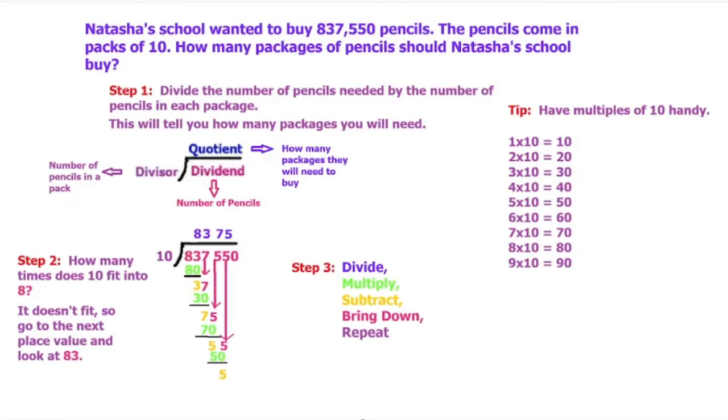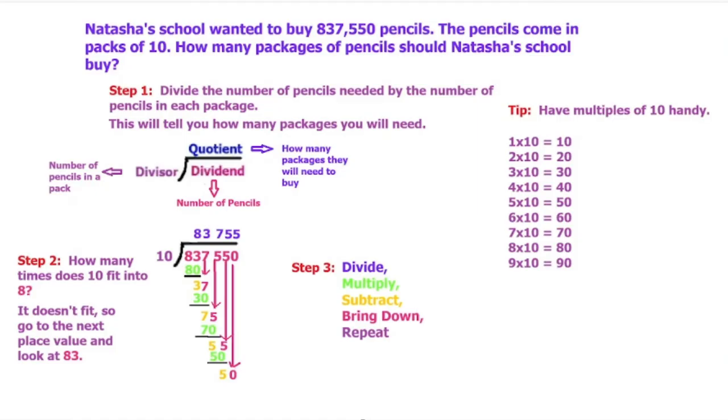So now we bring down, right? We bring down the 0. So 10 fits into 50. So we're going to divide now. 10 fits into 50 5 times. So now we multiply 10 times 5. That equals 50. And then you subtract, and it's 0. There's nothing else to bring down. So that's all we have.